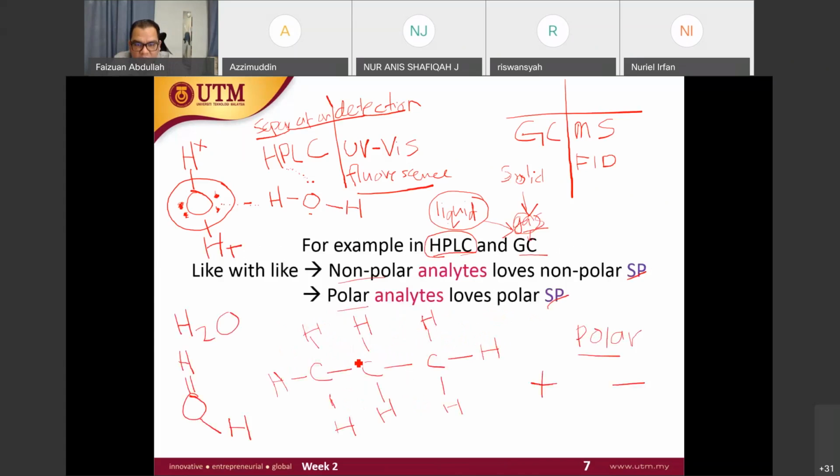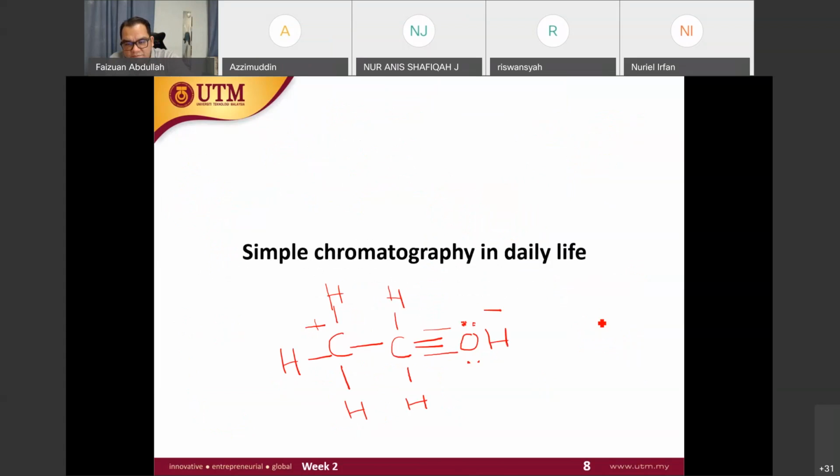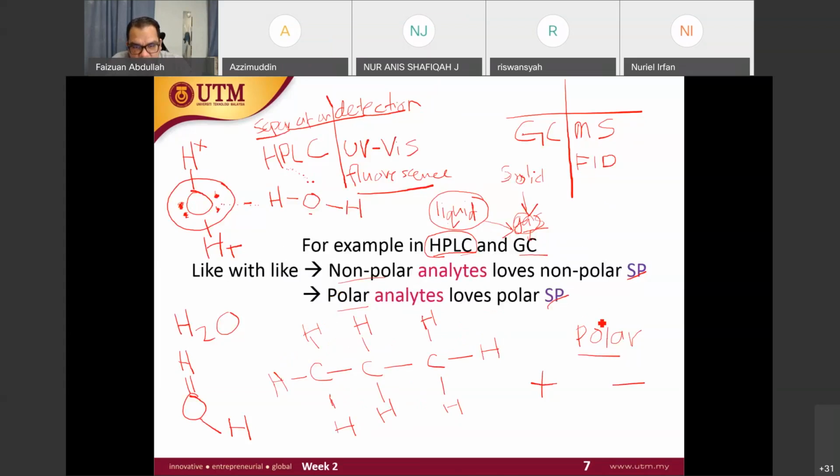So remember, in HPLC and GC, the non-polar analyte loves the non-polar stationary phase, and the polar analyte loves the polar stationary phase. Meaning that if you want to detect non-polar analytes, we have to use a non-polar stationary phase, and if you have to analyze polar analytes, we have to use a polar stationary phase. What is the stationary phase? A column. Just remember, non-polar loves non-polar and polar loves polar.